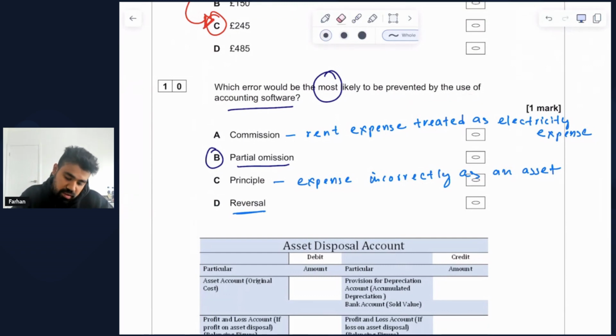So on that basis, the correct option to select for question 10 is option B.